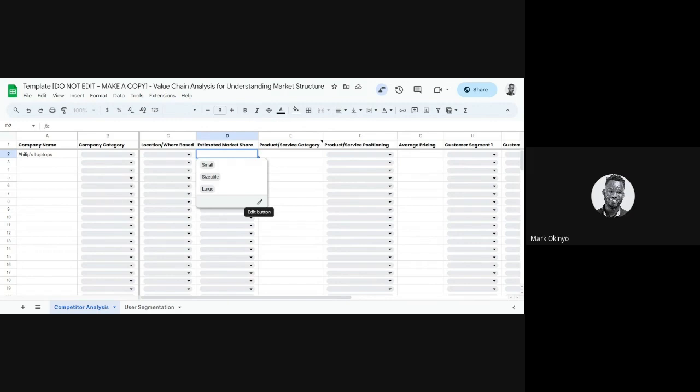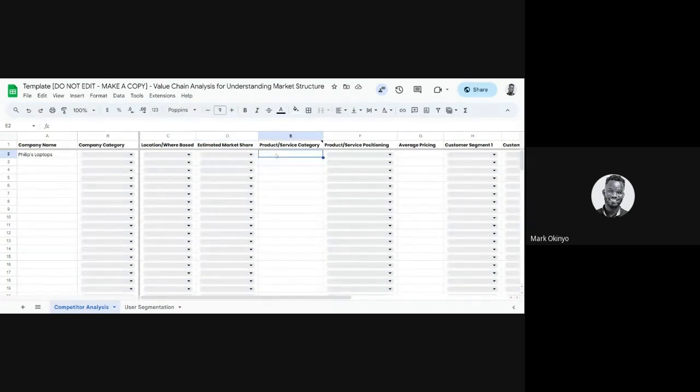So the reason why I was saying it's important to also gauge whether this person is local, regional, or international is because yes, they might currently have a small market share, but depending on their size of operations, they might present a challenge for you. So that's something that you consider.